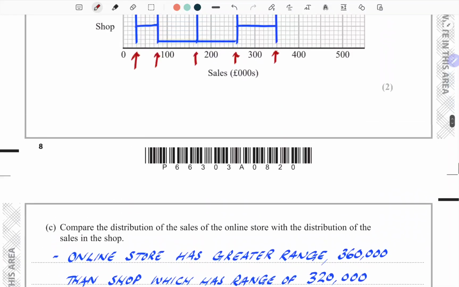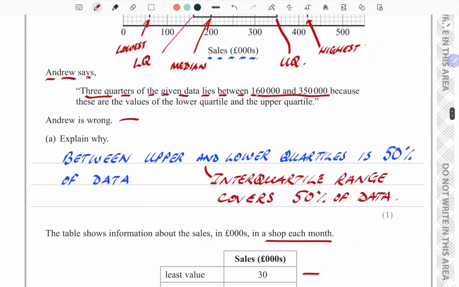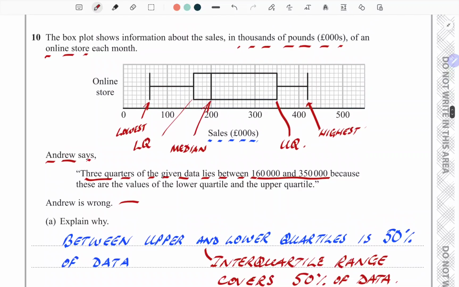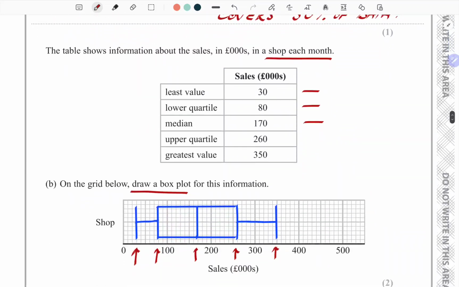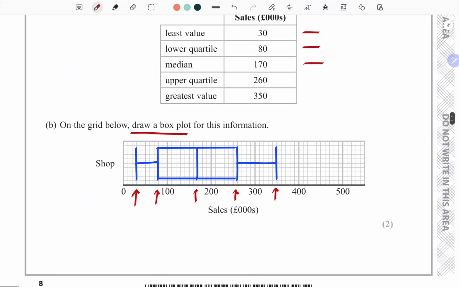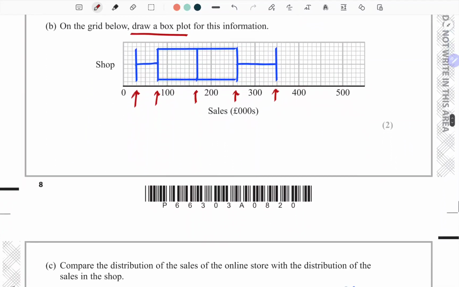Just to remind ourselves very quickly, for the online shop, the range is from 60 to 420, and these are all in thousands, remember. And the median, for example, I'm just going to put that in, is at 200. Right, and for the second one, we've got the data in the table.